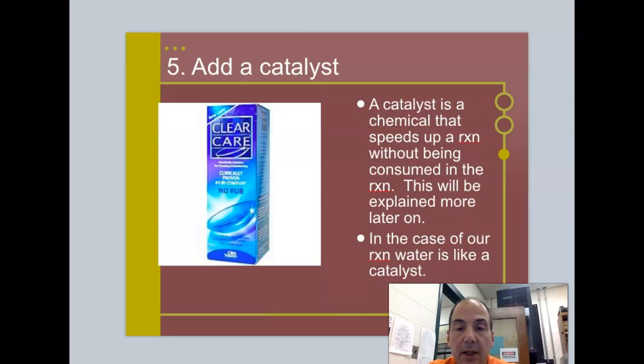And then we have the catalyst, okay? A catalyst is a chemical that speeds up a reaction without being consumed in the process. So it's something that goes in like a reactant, but it's produced later on, so we get it back. So if I start with 20 grams of it, I end with 20 grams of it, okay? It is not consumed in the process, okay?